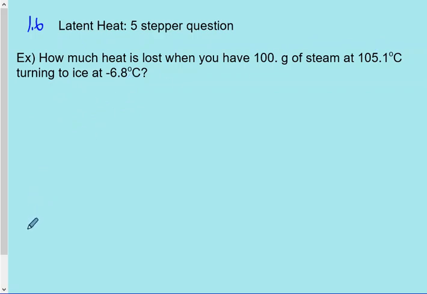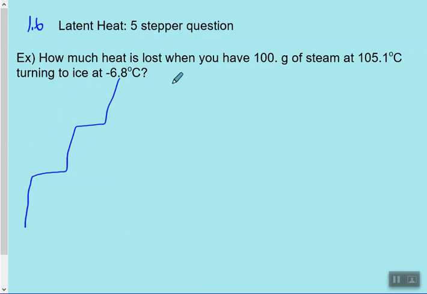So our first step is to see if we have any state changes. And we obviously are, given the context of the question, because I'm starting with steam and I'm turning to ice. So I will have to make my staircase. I'm going to make it bigger just a sec. There, that's a bit better.